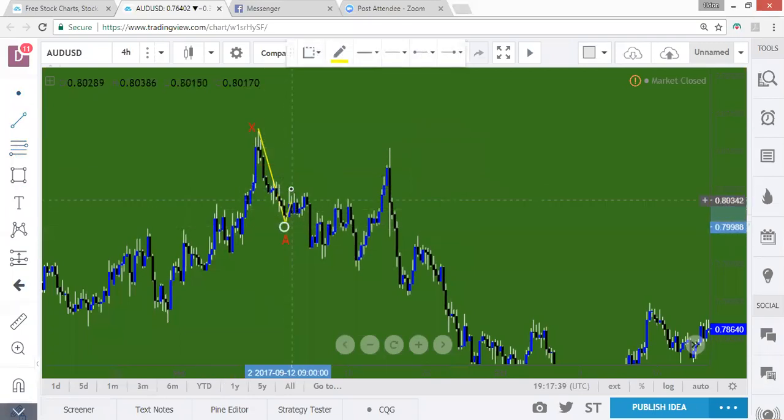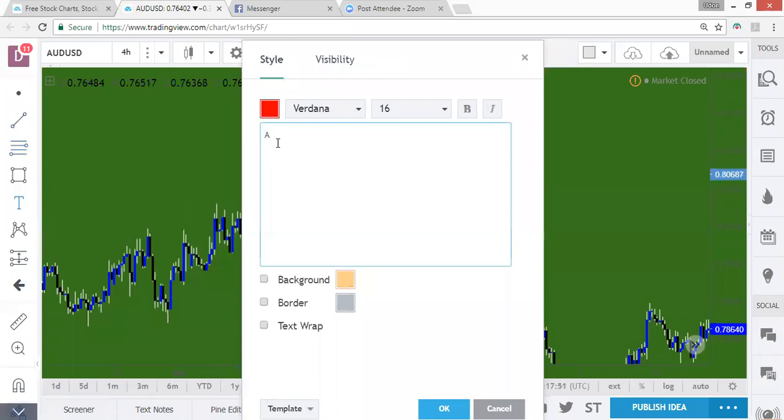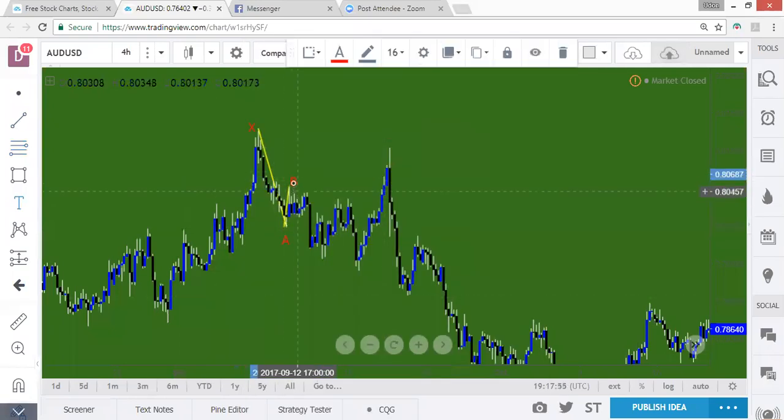Knowing that coming up to the 382 is a valid BC move. We didn't close above the 618. We didn't even make it up to the 618 in this case, but we did make it up to the 382. So we had a valid B move.